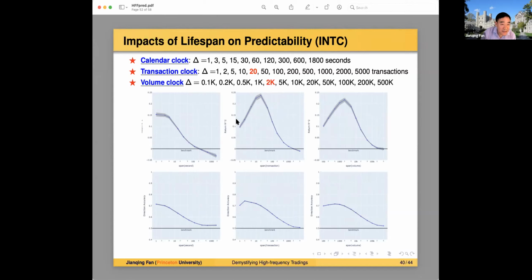And this is for the return prediction, I think, and then this is a different time clock. This is the transaction clock. I think it peaks around here, maybe about 200 trades, and then this is the volume clock, and this is measured by the similar thing for the duration. So from here, we can see that, of course, if you predict too long, there's no predictability here. And in terms of trading volume, there's a sweet spot here. I cannot explain myself. 20 or 2000 is the sweet spot that you can predict here.